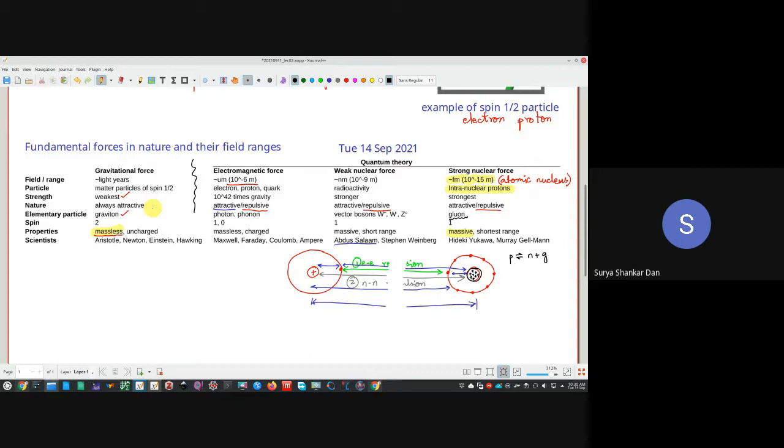Okay. Anybody has any question, you can ask. So, you said that forces are because of integral spins. Yes. Here are integral spins, but why does every force have an elementary particle? Again, under gravitational force, there are matter particles of spin half. Yes, yes. So I'll tell you about that. Okay, so this question is very interesting.